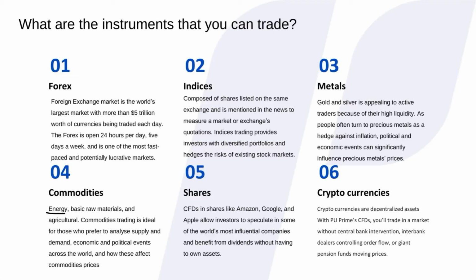We also have the basic raw materials like cotton and so on. We have the agricultural commodities like sugar, coffee, soybeans, and so on. All of this is basically more options for you to trade. Basically, we have many trading instruments for you to choose from.